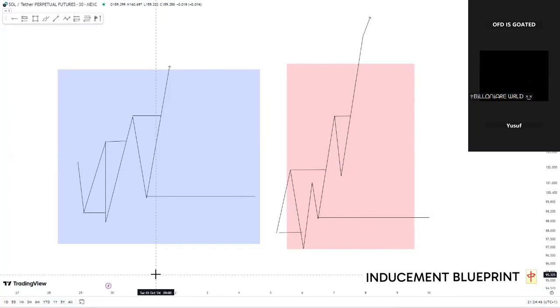The A plus now breaks structure first before forming an inducement, while the B plus now forms an inducement before breaking structure. So this one has a higher probability of playing out, the A plus, compared to the B plus. Are you guys getting me now? So the one marked in the blue zone has more probability of playing out compared to the one marked in the red zone. So that's the difference between the A plus model and the B plus model.